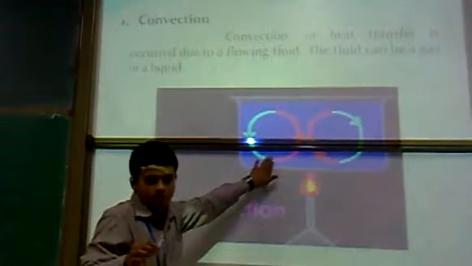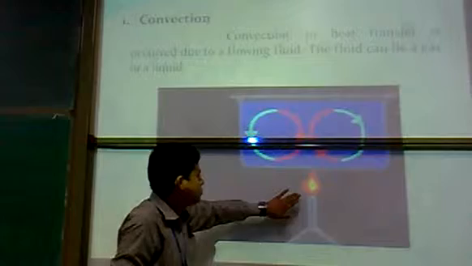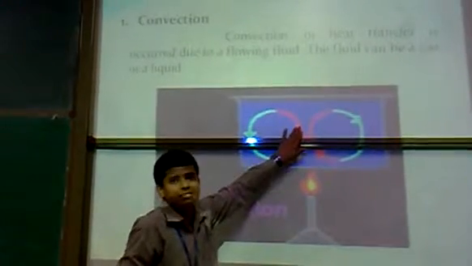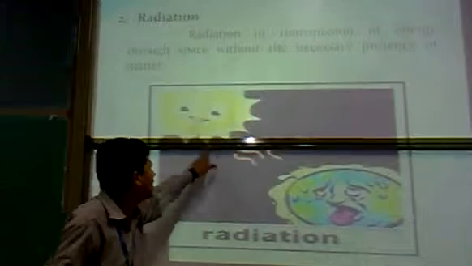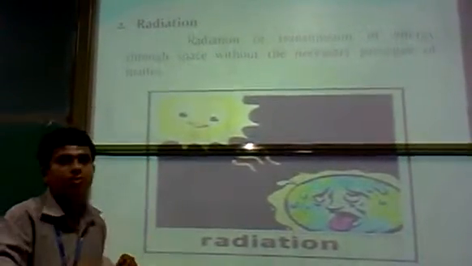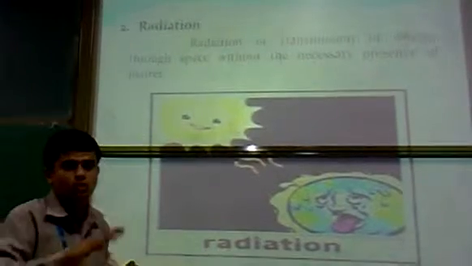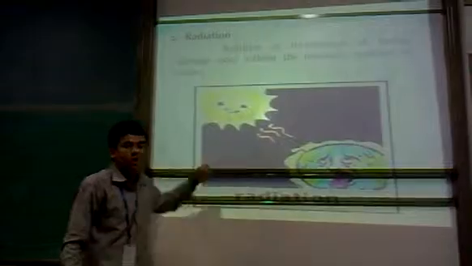Inside, some water or some fluid is present. Due to the heat, heat is generated inside the water, and this type of heat transfer is due to convection. Secondly, radiation. I already told that radiation doesn't need any medium, fluid, or gas to transfer from one side to another. So this is called radiation.